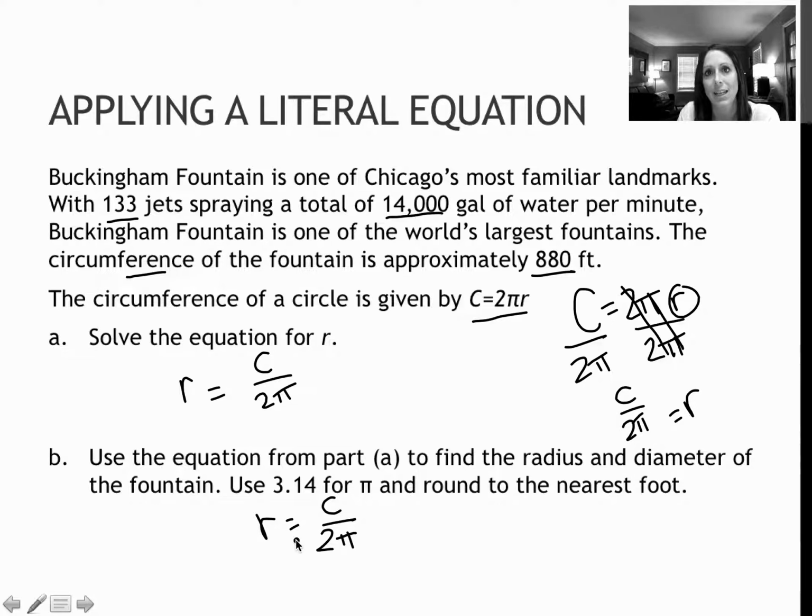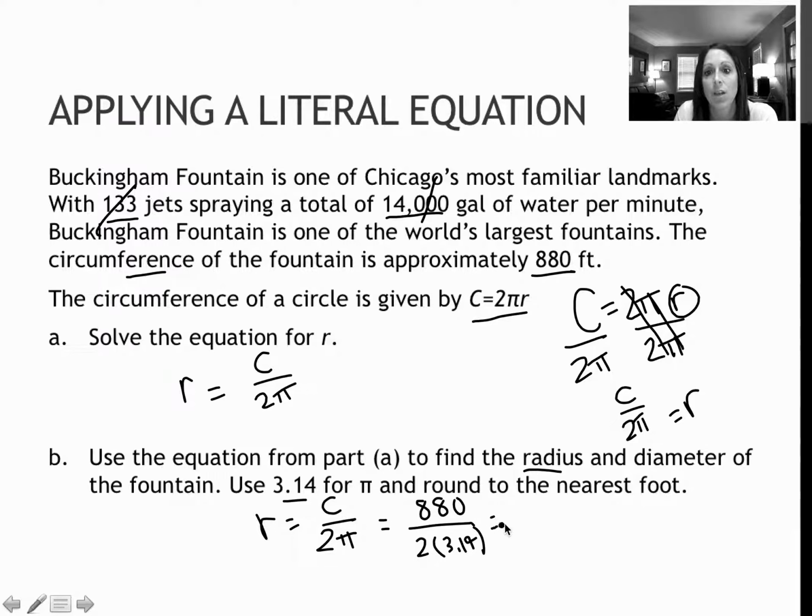Notice the only thing I need to solve for r, which is what they're asking me to find, the radius, is c, and c is the circumference. They tell me the circumference is 880. So I'm going to plug in 880 here. I'm going to plug in 2, and then pi, they tell me to use 3.14. And that's all I have to do. So I can completely disregard the 133 and the 14,000 because it doesn't matter in terms of the question that they're asking me.